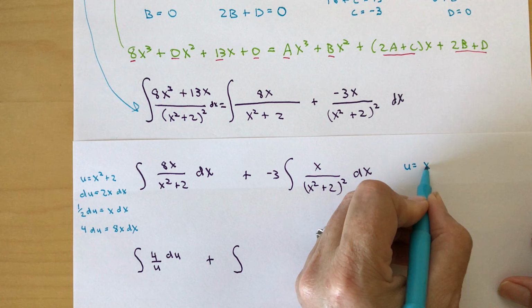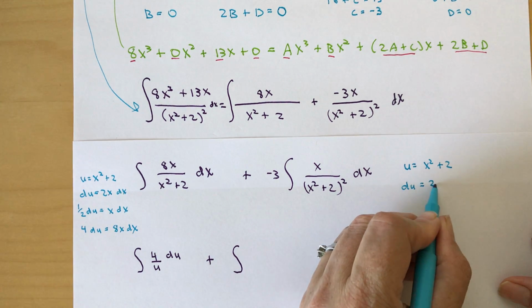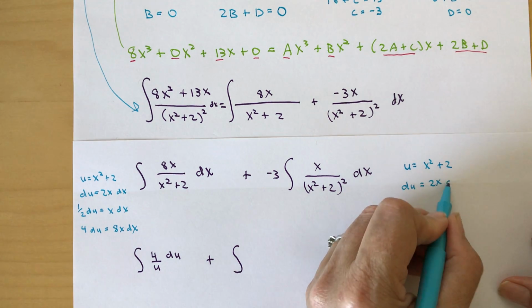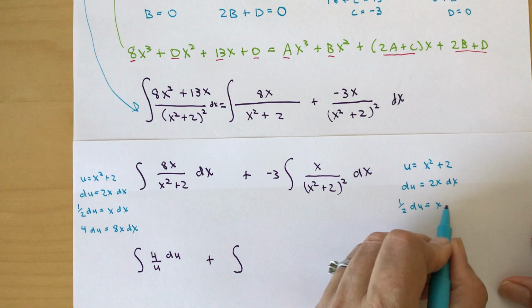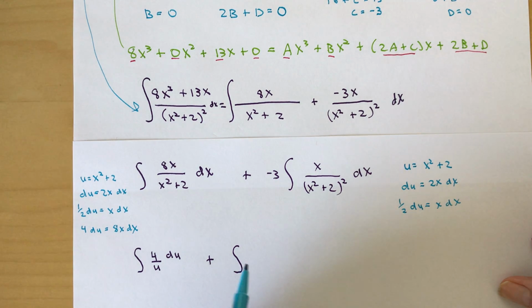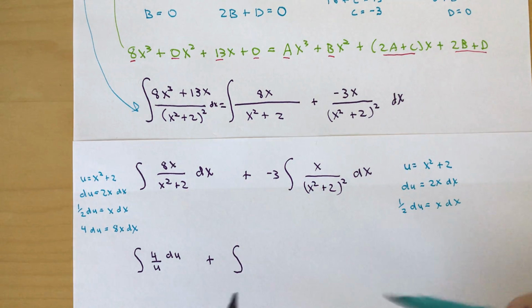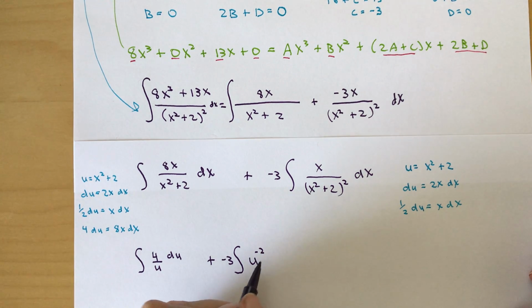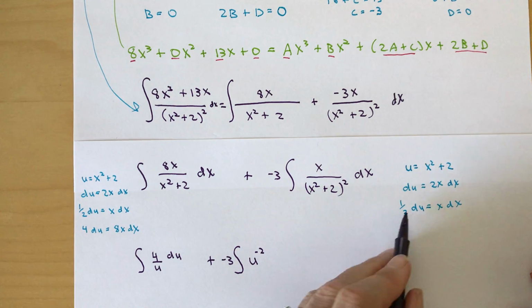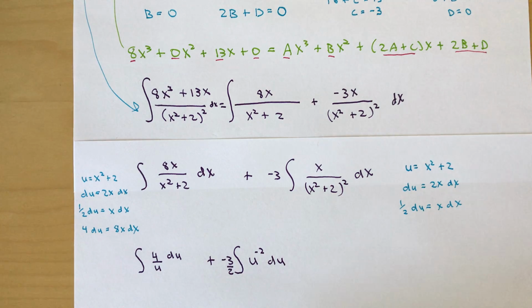So if u equals x squared plus 2, then du equals 2x dx. So 1/2 du is equal to x dx. So this will become u to the negative 2, we've got a negative 3, a u to the negative 2, and the x dx becomes a 1/2 du. So I put a 2 on the outside there.